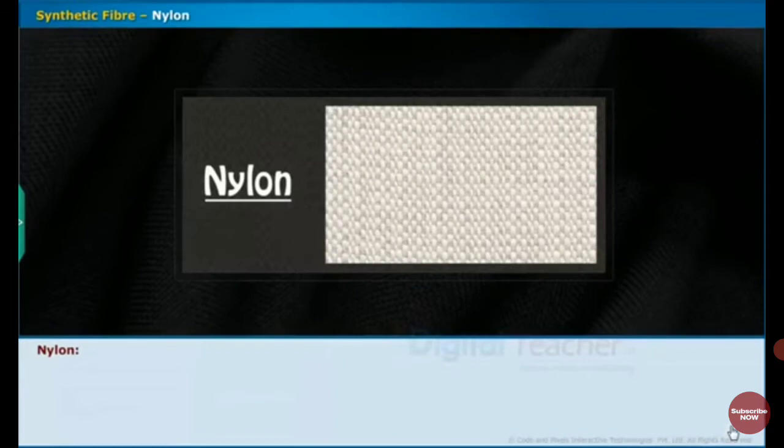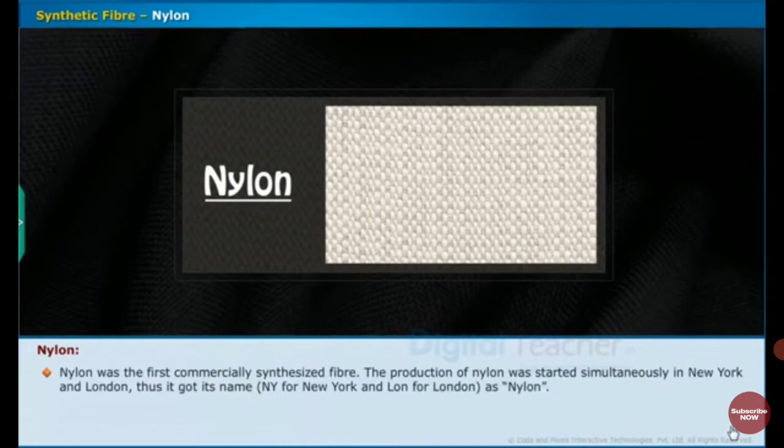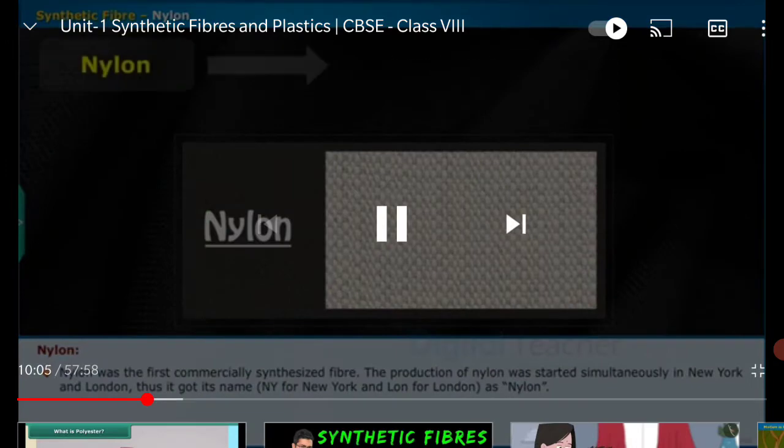Now, we are going to study nylon, which is a type of synthetic fiber. Nylon was the first commercially synthesized fiber. The production of nylon was started simultaneously in New York.